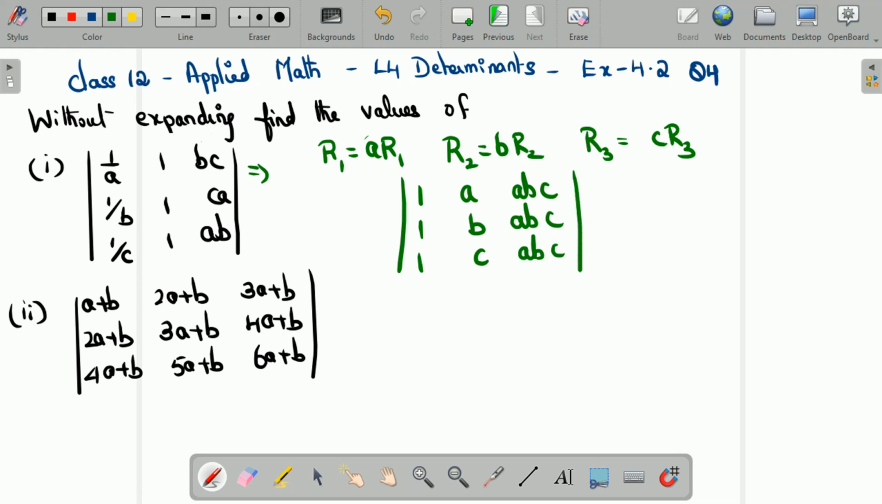Now what we see, the last column in this determinant is the same. So let's take out the value. So ABC into, now the determinant will reduce as 1ABC and 1, 1, 1.